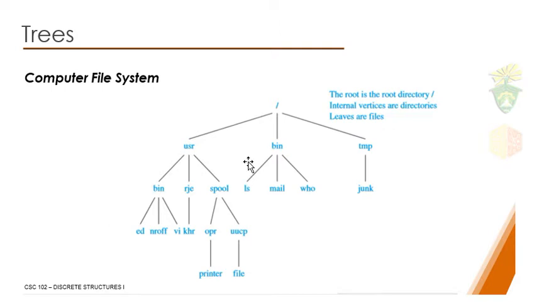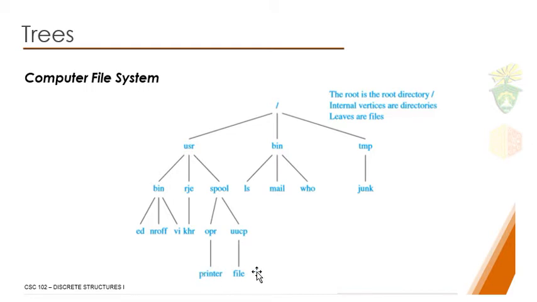So, the root here is our root directory, or the main folder, no? And then the internal nodes, or vertices, are the subfolders. A folder could have many or several subfolders, no? And then our files are the leaves, no?